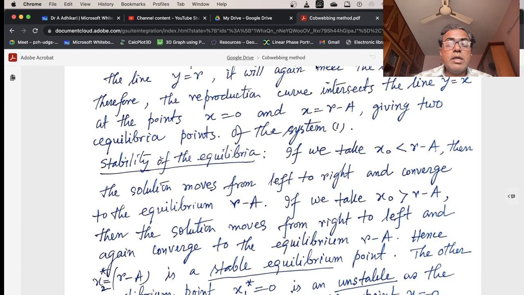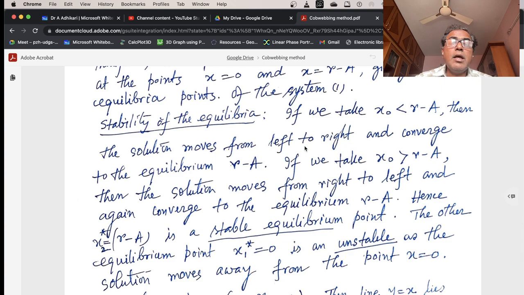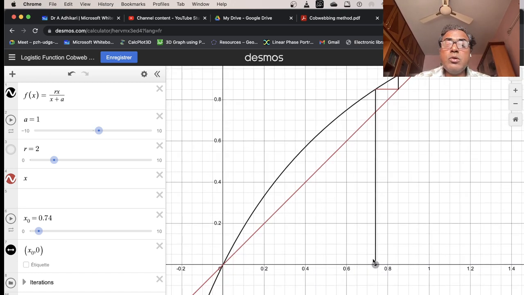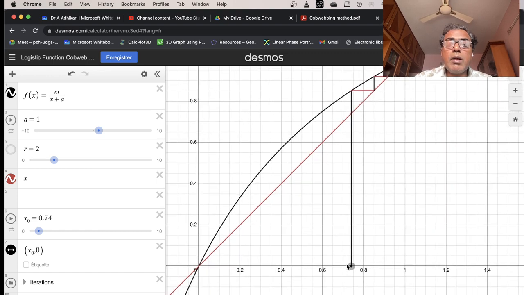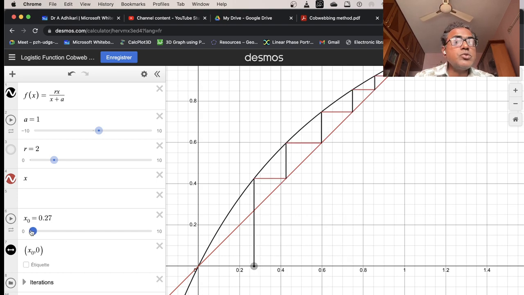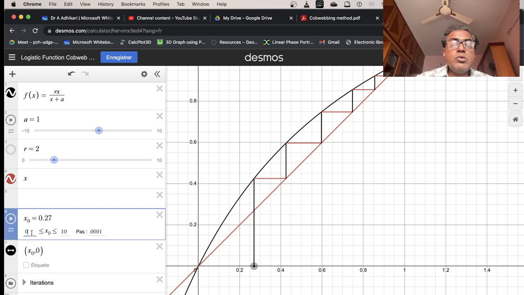So x equal to r minus a is a locally asymptotically stable equilibrium point. But x1 equal to 0 is an unstable equilibrium. From this curve, by Cobweb, if x0 starts from here, these solutions go away from the equilibrium point 0, so 0 is an unstable equilibrium.